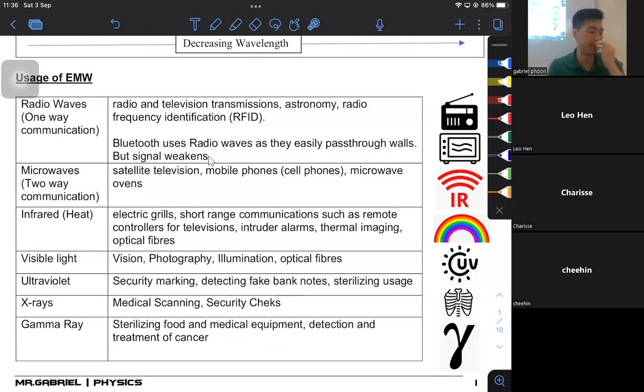Okay, so these are the basic usages of your EMWs, your electromagnetic waves, guys. You must know all of these. At least you have a rough idea of what's going on.